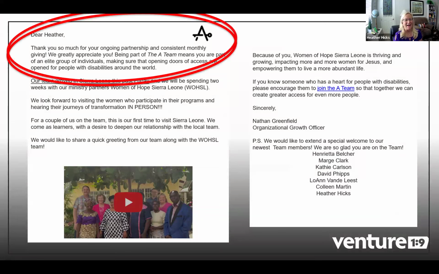All right, then I got this ongoing communication later. So talk about making me feel oh so special. Within a month, this was an email that went out to the monthly donor group of the A team. And they just say, "Thanks for your partnership." And there was a group that went to one of the places where they're working internationally in Sierra Leone. And that little video below was a video of that group saying thank you to all those monthly donors.